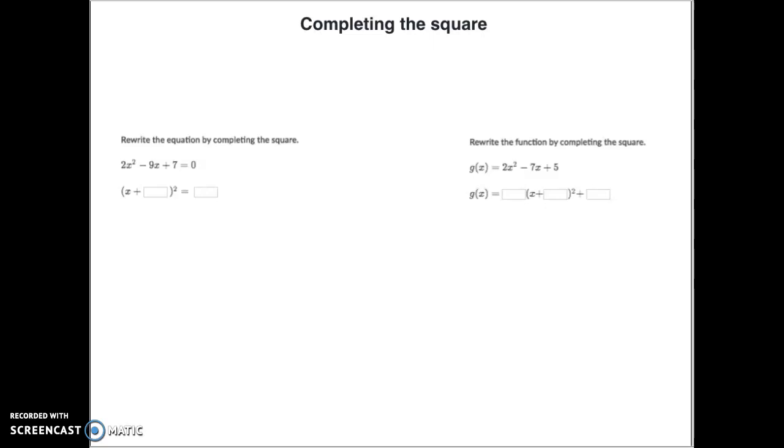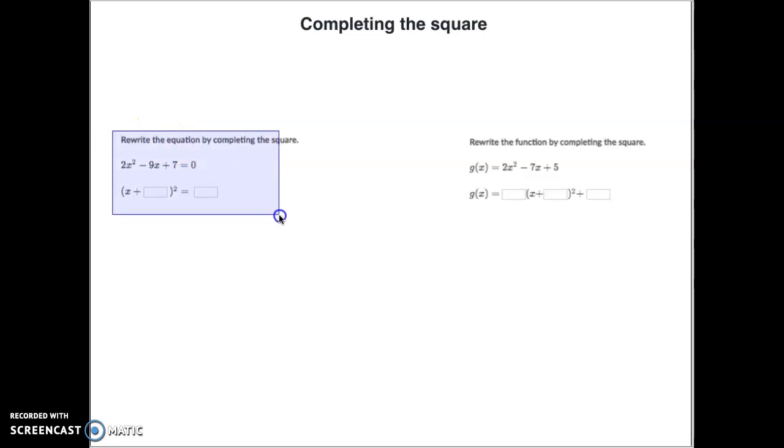Today I'm going to move as quickly as I can through this one, but this is the most complex we get as far as completing the square goes. I've got two different types of problems that you'll be seeing today, so pay close attention. Hopefully, if you paid close attention yesterday, this will go a little easier for you as well.